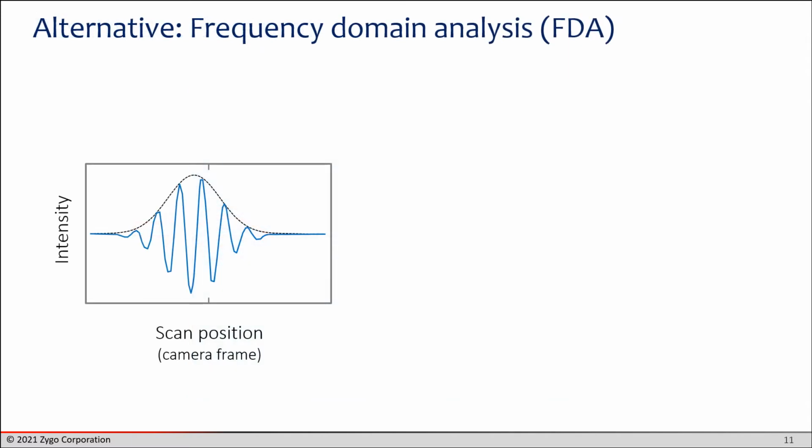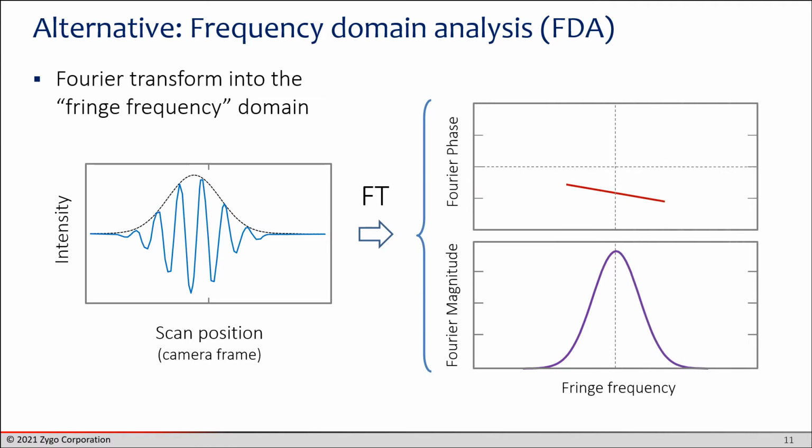An alternative approach to getting surface topography information from CSI data is to take the data and transform it into the frequency domain. And then you get frequency domain analysis, or FDA. So the way this works is you take that signal, you do a Fourier transform, and on the right-hand side, you see the Fourier coefficients in terms of magnitude and phase.